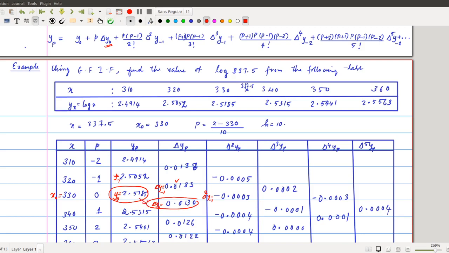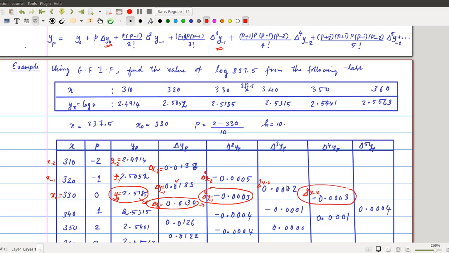Okay, so we come to this one, and we will take delta square y minus 1 in the third term. In the fourth term we have delta raised to 4 y minus 2, so we need to take y minus 2. This is our y minus 2, this is x minus 2, this is x minus 1. Then this is our delta y minus 2, this is our delta square y minus 2, and this is our delta cube y minus 2. Now we have this value, delta raised to 4 y minus 2, so we need to take this value as well.